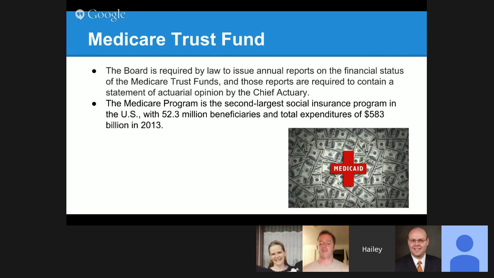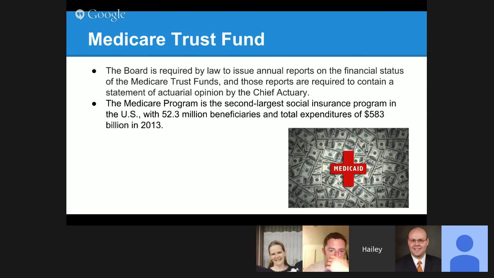So, if we look at this, the Medicare Trust Fund, it was really interesting to do some research on this. As you can read, the board is required by law to issue annual reports on the Medicare Trust Fund. And so, I looked up 2014's annual trust report, and it was 280-something pages long. So, they are very thorough with what they do. They make sure that funding is always taken care of and they know where it's coming from.